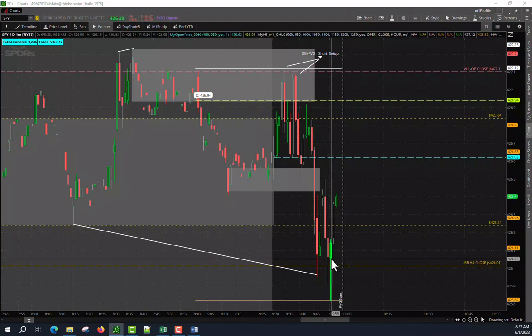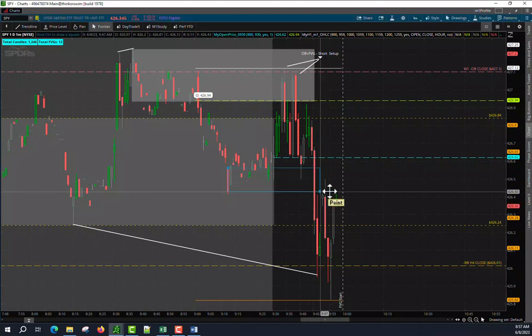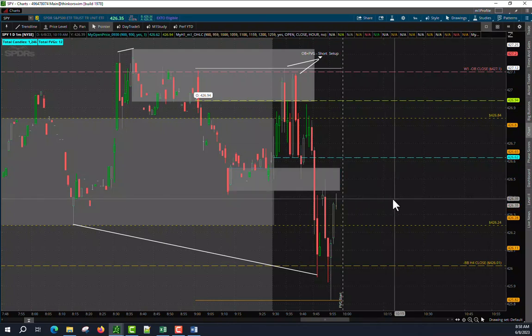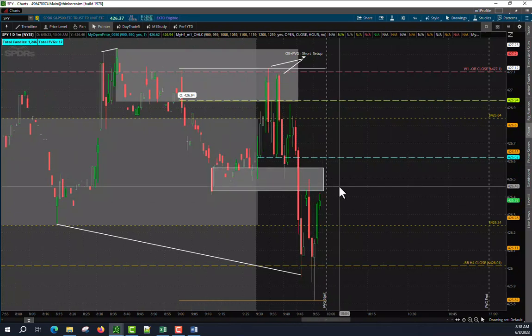Let's see if it reverses from here, or if it's gonna continue to go down. So let's expand this bearish breaker. If we break this bearish breaker, then we can assume that it's gonna be a reversal.